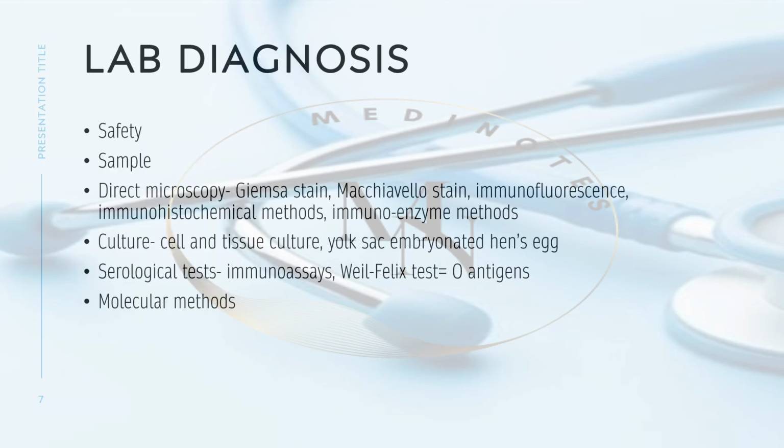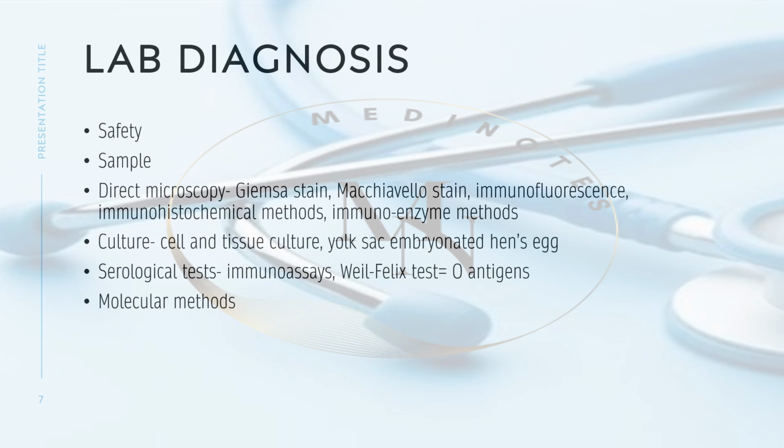Now for the lab diagnosis, firstly we need to ensure safety, because this is a very infective bacteria, and it requires biosafety class 3 cabinets. The sample that we collect would be either blood or tissue culture, and for the direct microscopy we use Giemsa stain. The Giemsa stain would cause the basophilic inclusions to be colored purple. Then we have the Machiavello stain that would cause red colored inclusions. We can also do immunofluorescence, immunohistochemical methods and immunoenzyme methods.